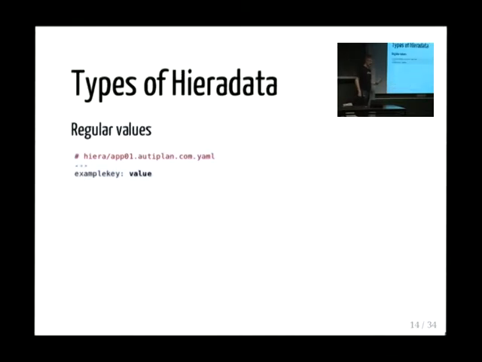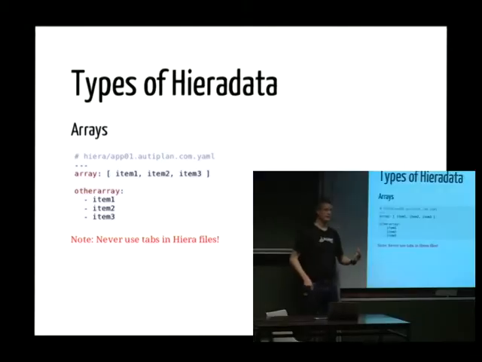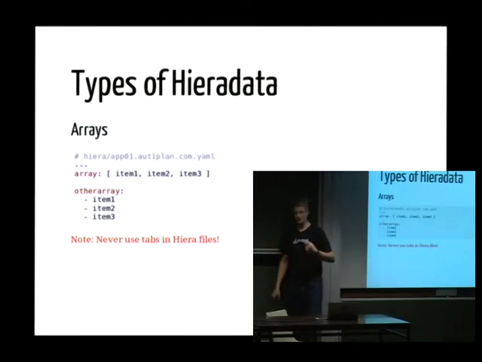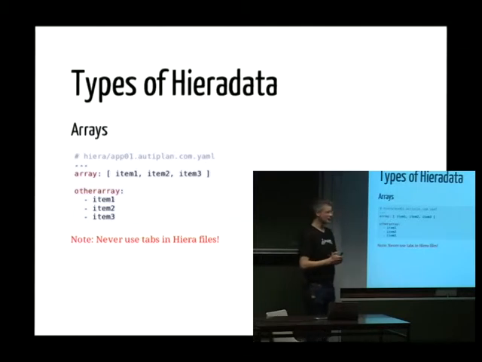Okay, so you can put different types of data in a Hiera file, just regular values, key and a value. But you can also put arrays in here, the two different ways to write them up, single line or multi-line. And the indentation is important in this case. So also you should never use a tab in here, because you will get a very nice error message that doesn't point you in the right direction at all. So yeah, just make sure you just use spaces for indentation.